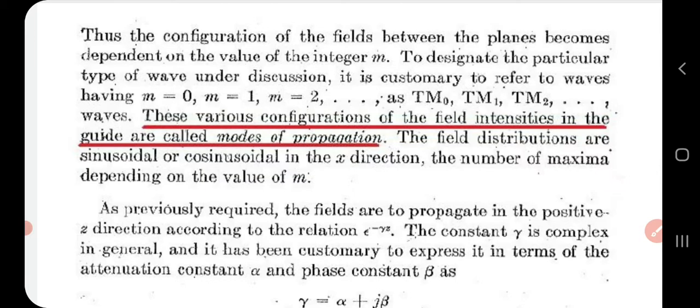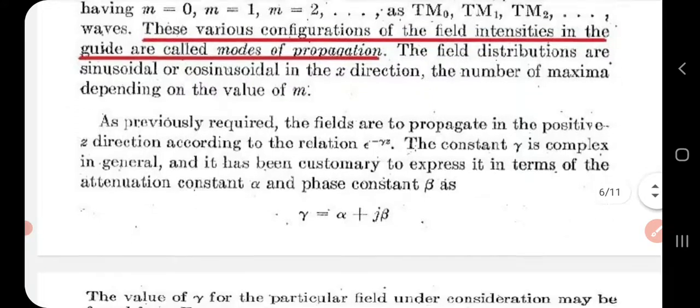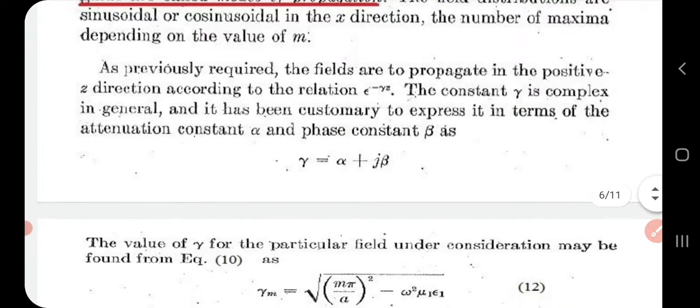Now this distribution can be either sinusoidal or cosinusoidal in the x direction. Now the number of maxima depends on the value of m. Now here we have discussed about the propagation of wave in the positive z direction only.